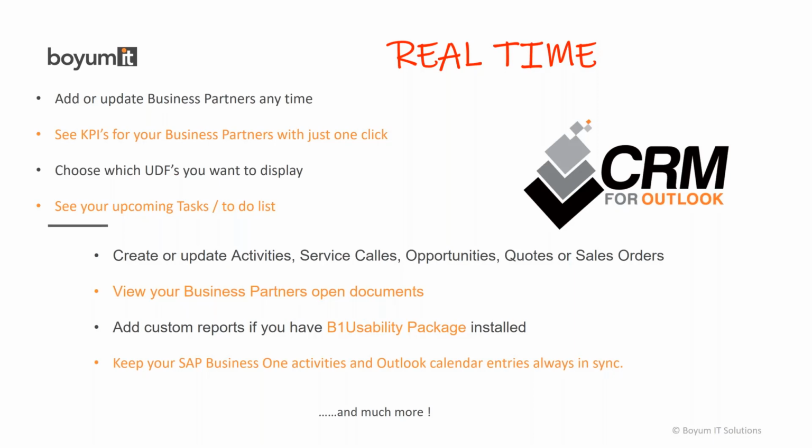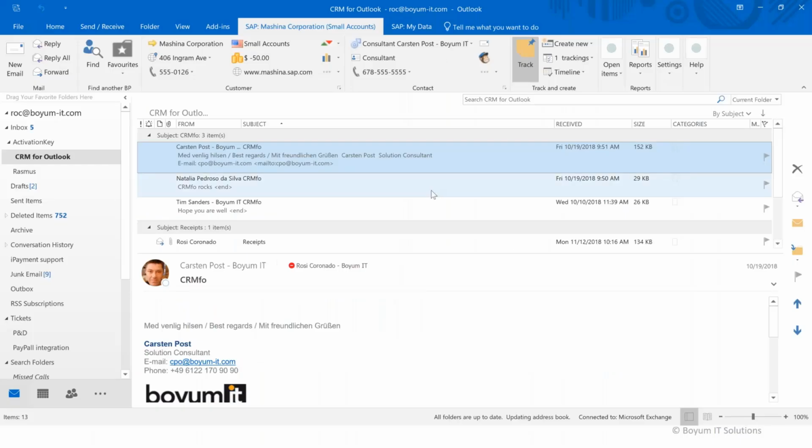So let me go into Outlook. Can you see that, Barry? I hope so. You see my Outlook right now? Yeah. So here is my Outlook. And you see I have business partner information up here. It's because Carsten is a contact person with this business partner.